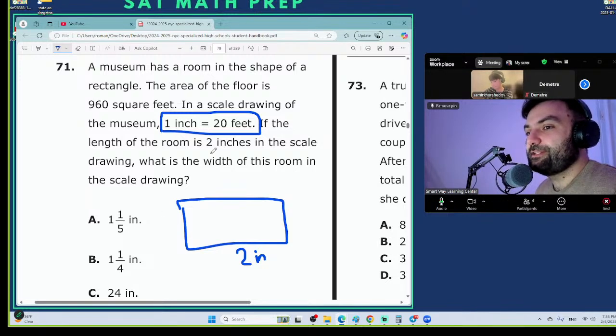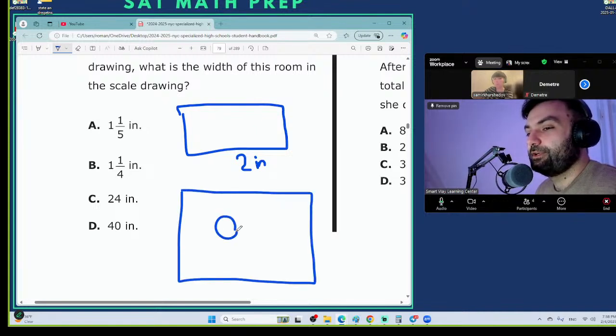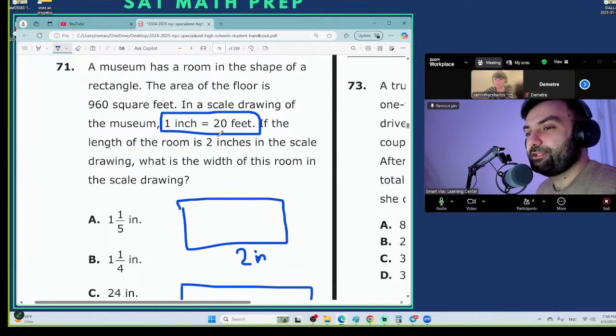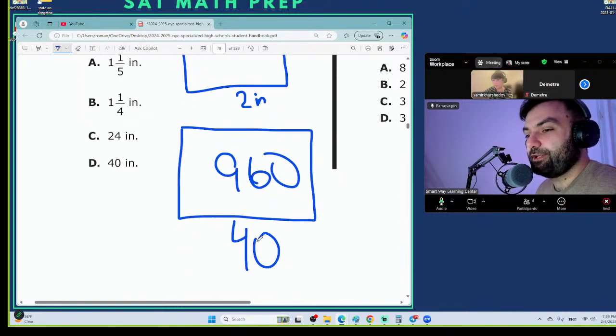Okay, so that means that in a real room where it's 960, these 2 inches will actually be what? Will actually be 40 feet. Is that right? Yes. So this is 40.